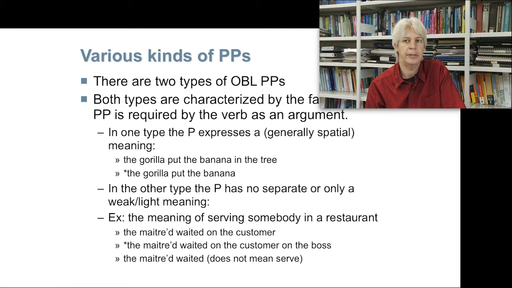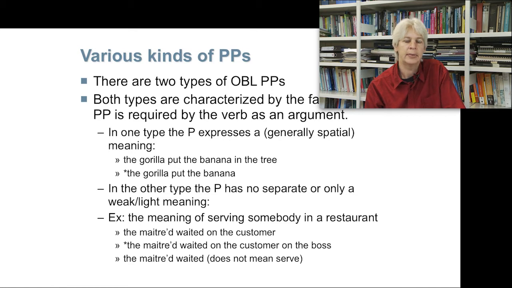If it weren't difficult enough that there are adjunct PPs versus oblique PPs, you actually have 2 different types of oblique PPs. Both types are characterized by the fact that the prepositional phrase is required. It's an argument. But in one type, you have a generally spatial meaning, which looks a lot like the adjunct PPs we've seen. If you look at the example "the gorilla put the banana in the tree," it looks a lot like the one we had, "the dog barked in the garden."